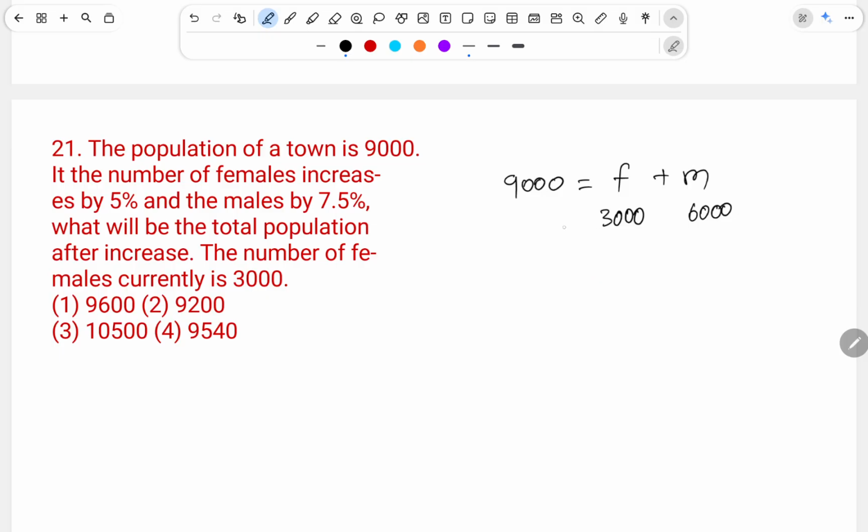Okay, females increase by 5%. What is 10% of this? 300. So 5% is 150. It becomes 3150 females.